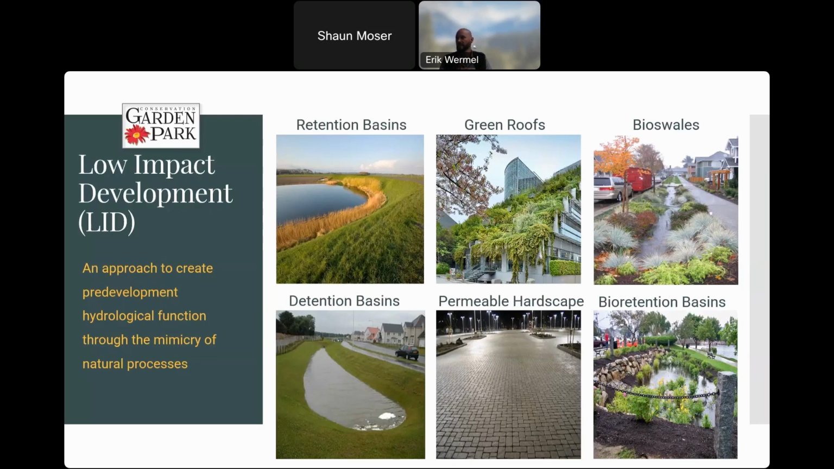So what you see on this slide are examples of real-world low-impact development features. We'll talk about each one in a little bit more detail in the coming slides. But we have detention and retention basins that temporarily store runoff. They're highly visible. We see them everywhere. In many cases, they're required by local city laws at this point. They're permeable hardscapes, bioswales, bioretention basins, and even green roofs are considered a form of low-impact development.